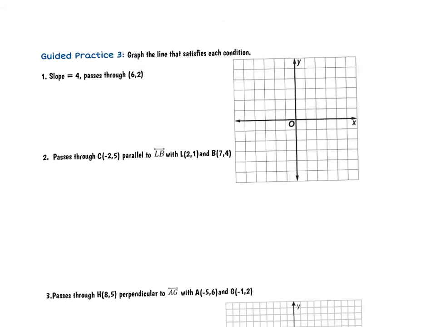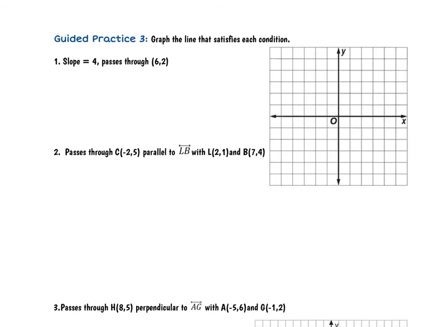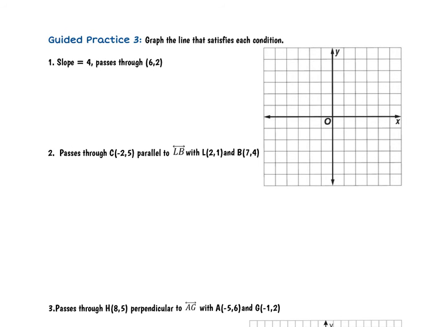So, we want to graph the line that satisfies each condition. A slope of 4 that passes through 6, 2. So, slope 4 and a point. Now remember, folks, that that slope there, while written as a whole number, can also be written as a fraction. 4/1. Rise over run, it goes 4 units up for every point it goes over. It's going through point 6, 2. So let's find our 6, 2.